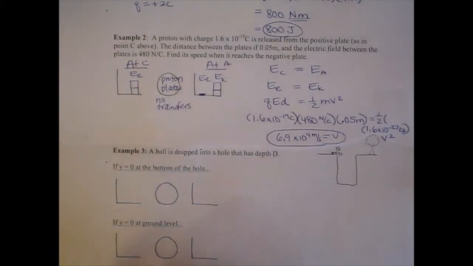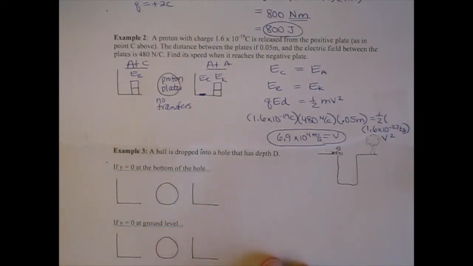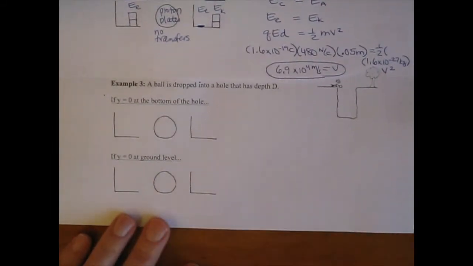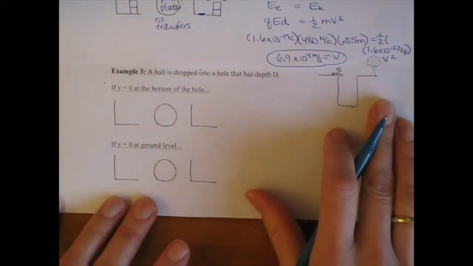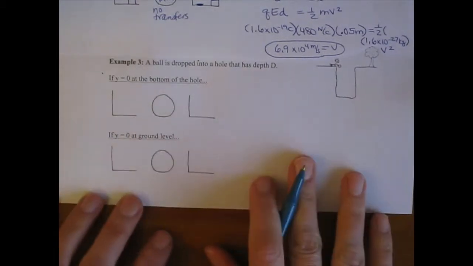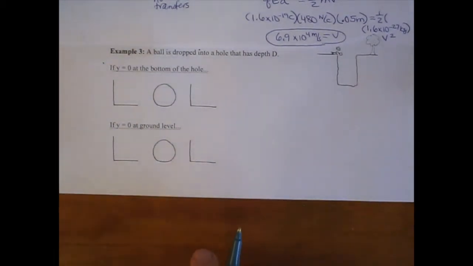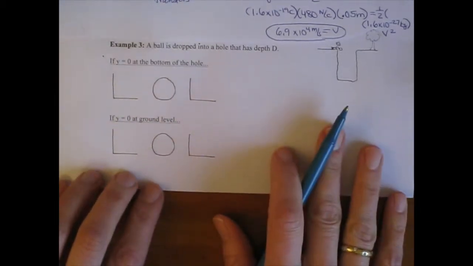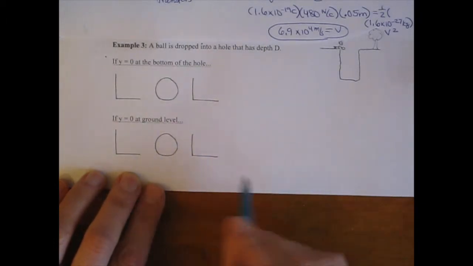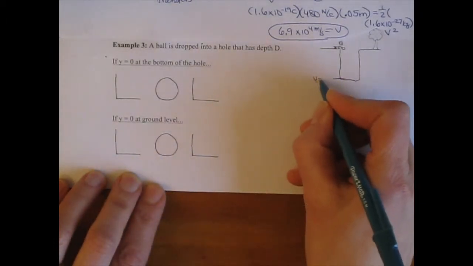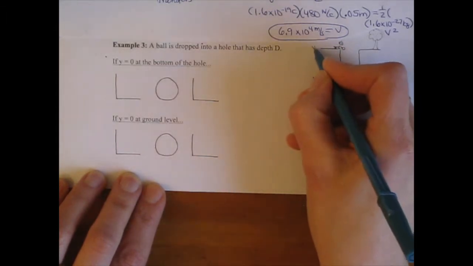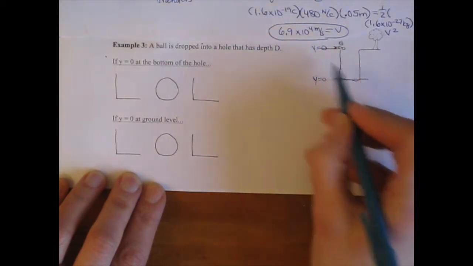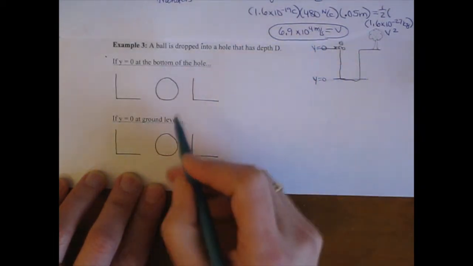Okay, example 3. This will prepare us for dealing with objects that have a negative charge between the plates. So this is an example with a gravitational potential energy, but bear with me, it will prepare you for what comes next. A ball is dropped into a hole that has a depth d. So what we're going to look at here is two different places where we could put our y equals 0. Usually we put y equals 0 at the lowest point, but in this situation we want to look at what happens if we put it at the lowest point and what happens if we put it at the top of the cliff. So let's work this out.